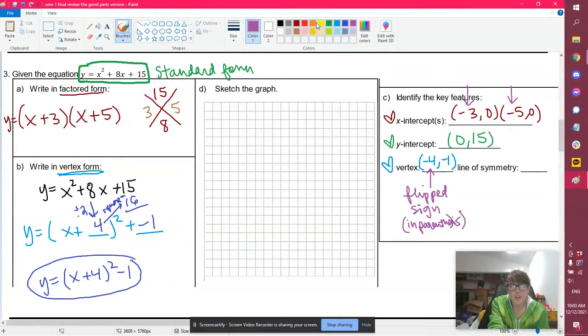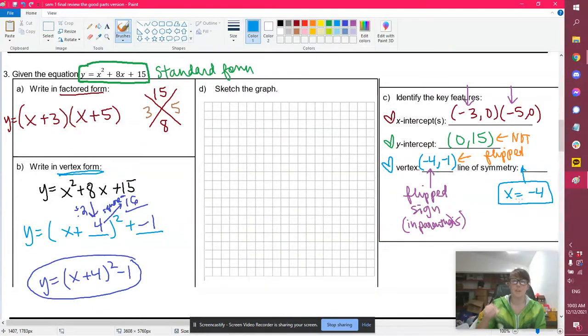And I did not flip these numbers. I did not flip the negative 1, and I did not flip the 15. Not flipped, because they were not in parentheses. And that's how I know when to flip and when to not flip things. And then the line of symmetry is the equation x equals negative 4.